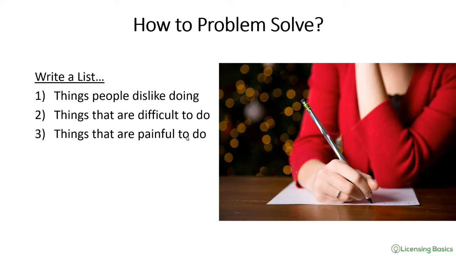So how to problem solve. Some of the ways that you can brainstorm problem solving is write down some lists. So you can write down a list of things that people dislike doing. Okay, so think about yourself. What do you hate to do? Number 2, things that are difficult to do. So things that not only you dislike, but maybe things that are just difficult, something that's not easy to do. And 3, things that are painful to do. So something that actually physically gives you pain, similar to that last example with the hot pot and burning your fingers.